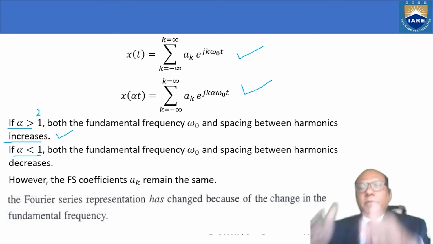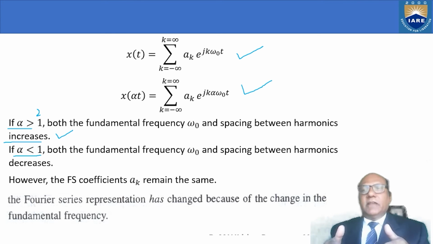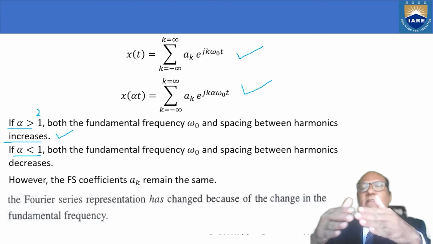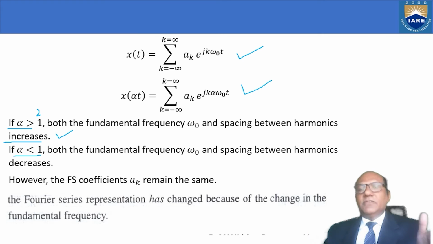Earlier, the time compression was there. When alpha is less than 1, dilation happens. That means the time period increases. Because the time period increases, the harmonics become closer. Just the opposite happens here.